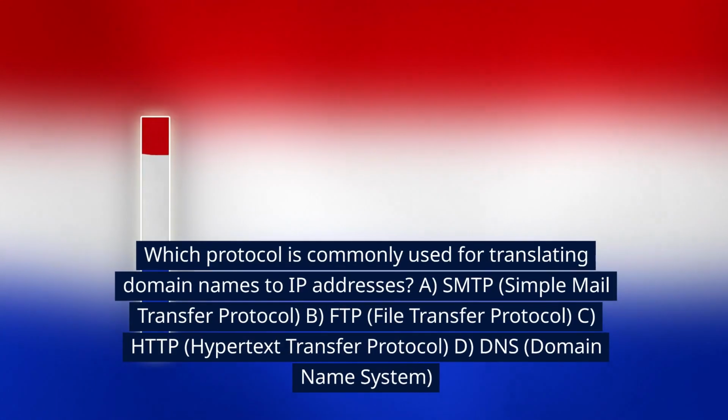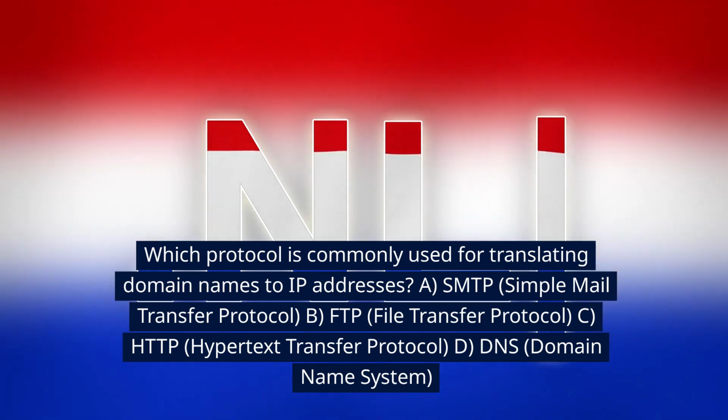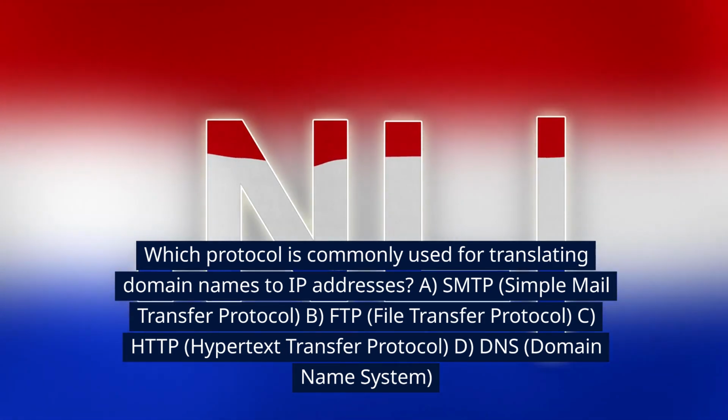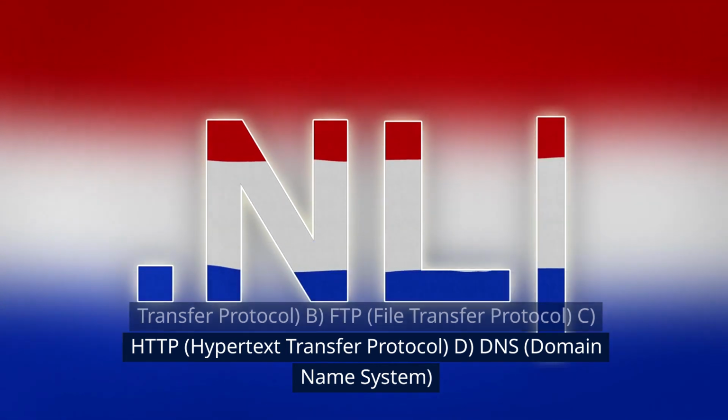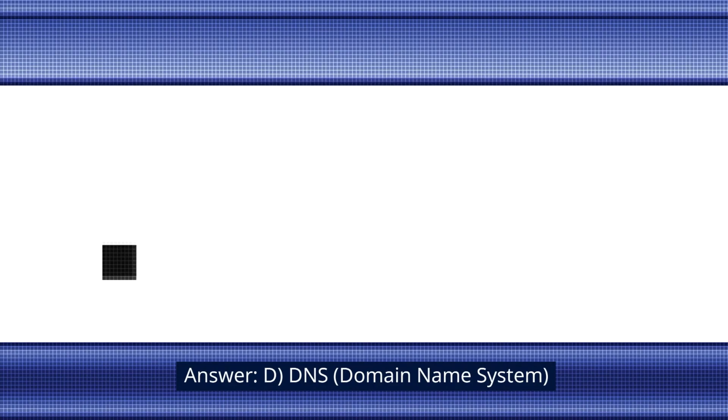Which protocol is commonly used for translating domain names to IP addresses? A. SMTP, Simple Mail Transfer Protocol. B. FTP, File Transfer Protocol. C. HTTP, Hypertext Transfer Protocol. D. DNS, Domain Name System. Answer: D. DNS, Domain Name System.